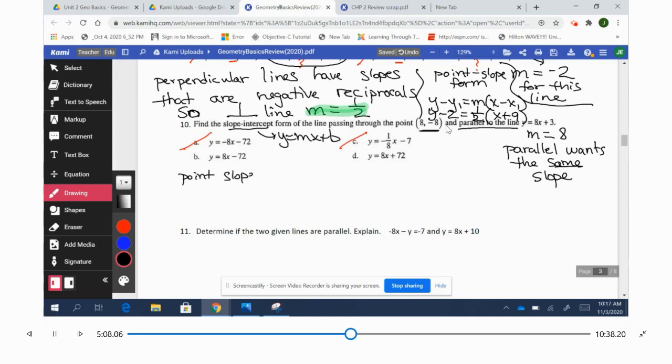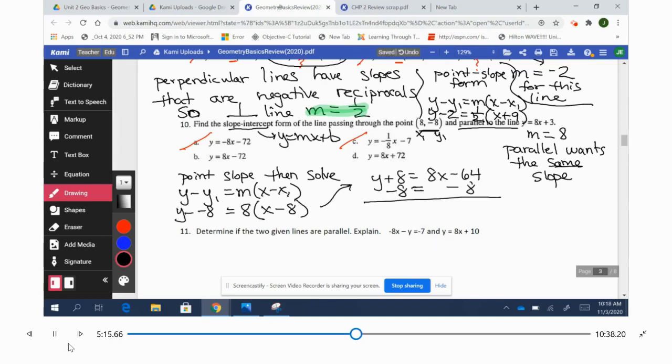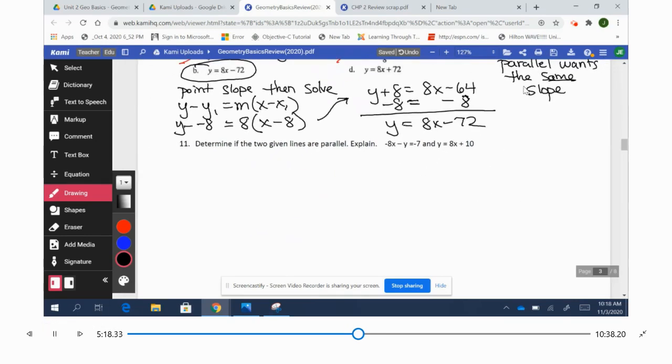Okay, now we've got to either graph this point and apply a slope of 8 until we find the y-intercept, or what I've done is use point-slope form. So I've used x minus 8 and y plus 8 with a slope of 8 in the point-slope formula. Now I'm going to solve for y equals mx plus b form. So that's distribute the 8 to get 8x minus 64. Subtract 8 from both sides. And then there's the equation in slope-intercept format.